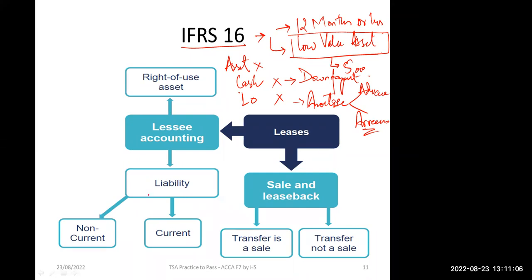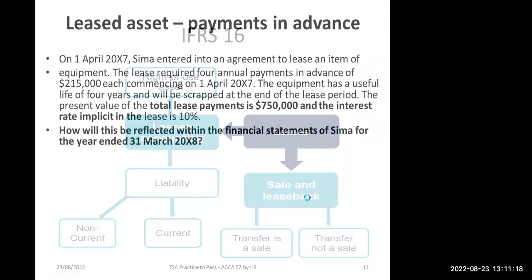Then the closing liability should be split between current and non-current liability. And there is also a topic related to the sale and leaseback that we will discuss later.